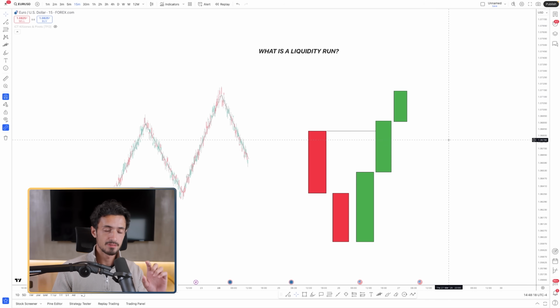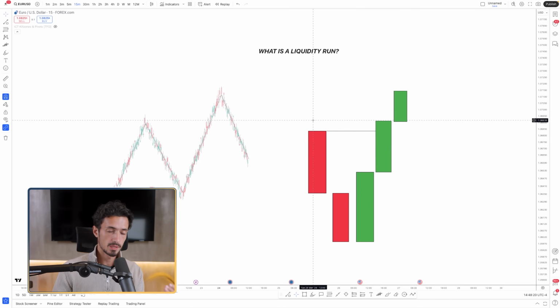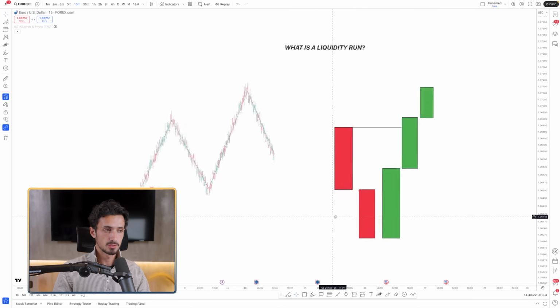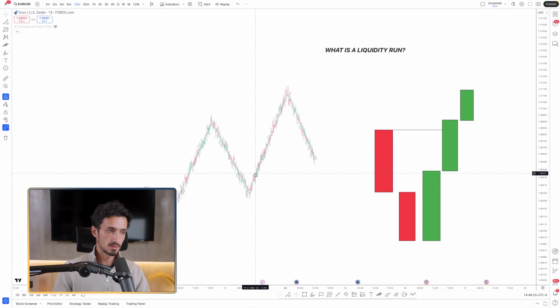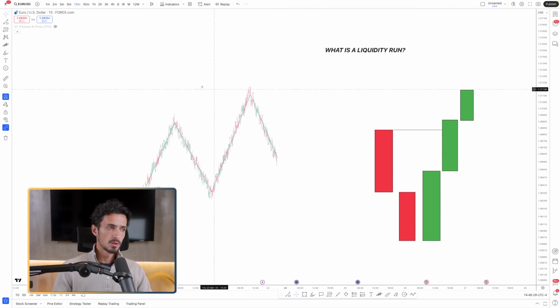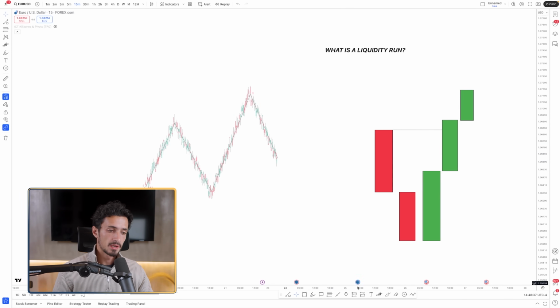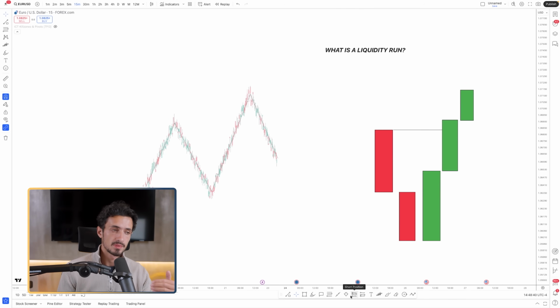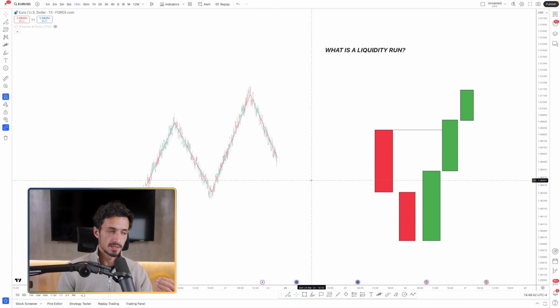Now, there's two very different dynamics that occur between a sweep and a run, and I want to explain that to you using this order flow in here. So what is a liquidity run, and why is that a lot different than a liquidity sweep? You see, a liquidity run is used differently because it's used to fuel a move as opposed to something else.